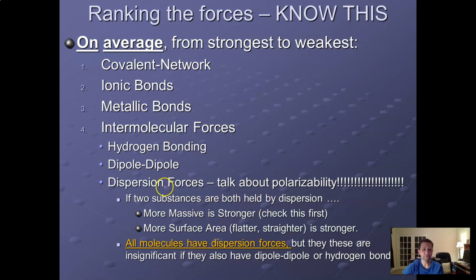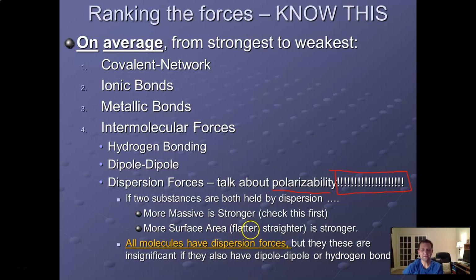So as a reminder here, if two substances are held together by dispersion, the more massive substance is stronger, and that has to do with the number of electrons that it would have. The greater the mass, the more electrons it will have, which means it is more polarizable. If you're talking about dispersion forces, polarizability has to be mentioned, okay? We'll do plenty of practice with that. Polarizability is the ability to make a temporary dipole. The more electrons you have, the greater ability to make that temporary dipole, and therefore have that temporary attraction, which holds the substances together, okay?